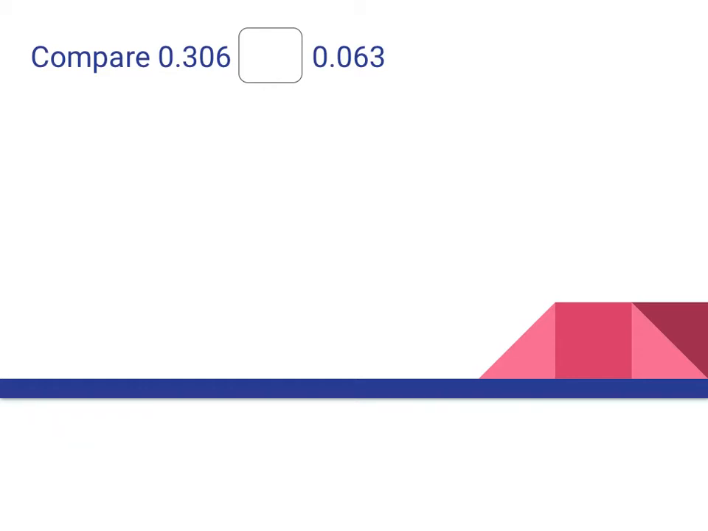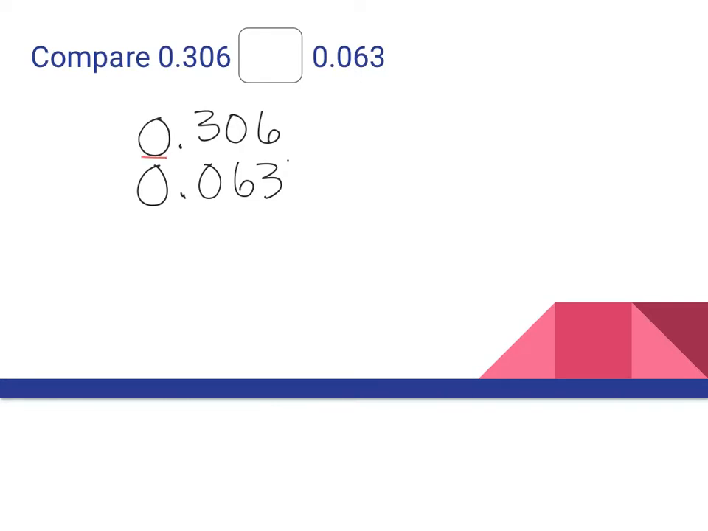The first question says compare 306 thousandths to 63 thousandths. Remember, when we compare, we are first supposed to line up the numbers so that their place values match up. We start from left to right, comparing the numbers as we go.